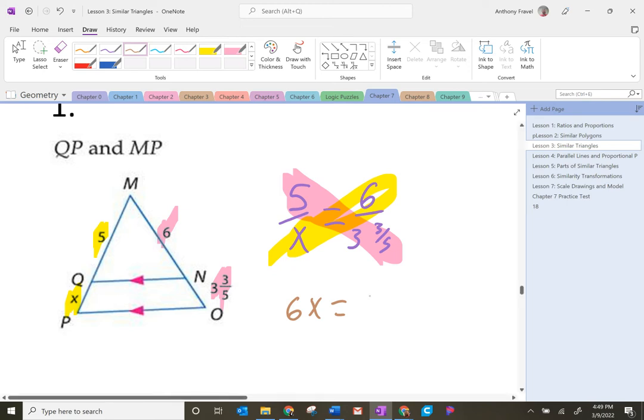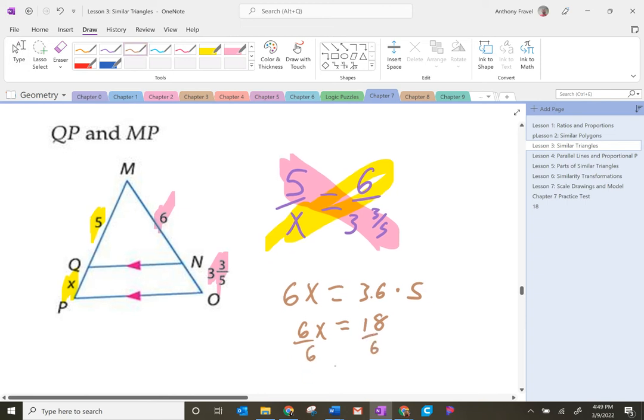So I'll take 3.6 times 5. So I got 3.6 times 5. I now get 6x equals 18. If I want to divide both sides by 6 to get x all by itself, my value for x is going to equal 3. Okay? So x equals 3. And if it wanted me to find QP and MP, QP is going to equal 3. I'll put it down underneath it. QP equals 3. MP is going to be both that 3 plus the 5. So the length for that one is going to equal 8.